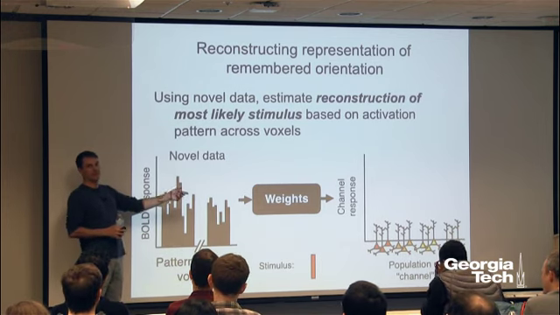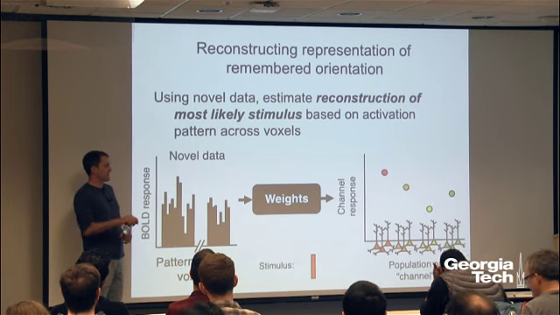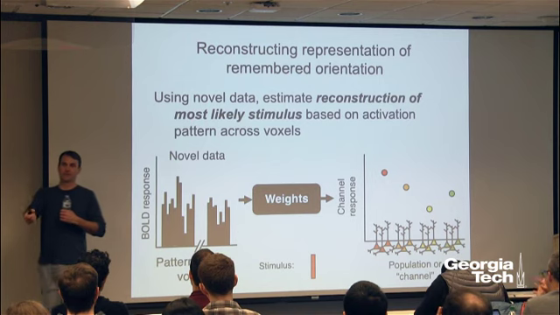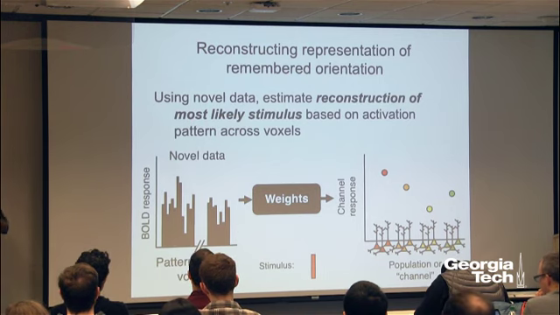We know the selectivity of each voxel. What must the stimulus have been that evoked this pattern of activity? So we're basically inverting the linear model and going back into stimulus space. And you can think about this as a reconstruction of the stimulus, our estimate of what the stimulus was, right?